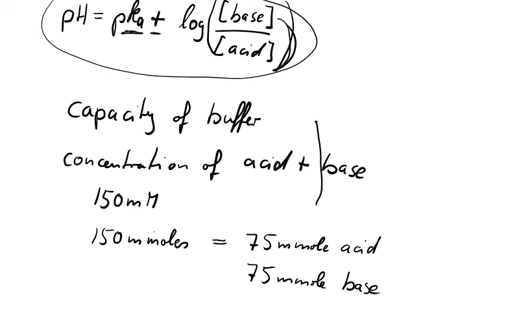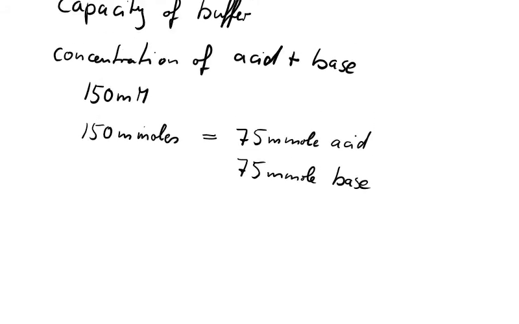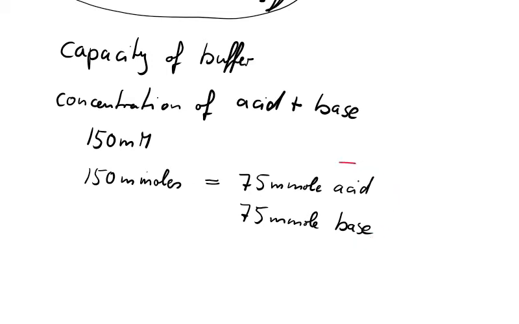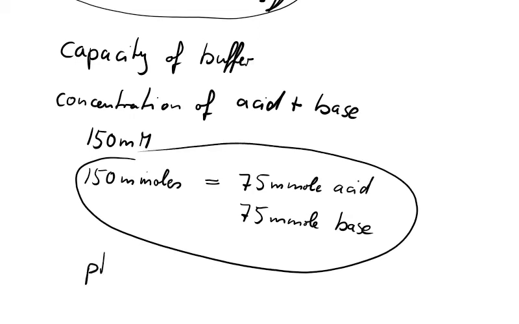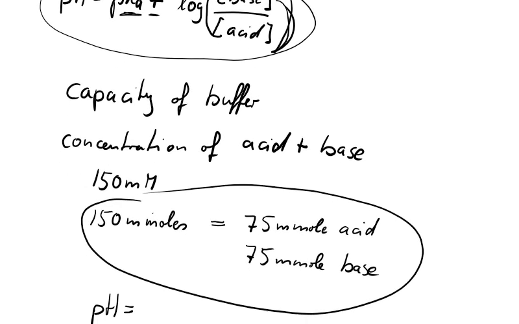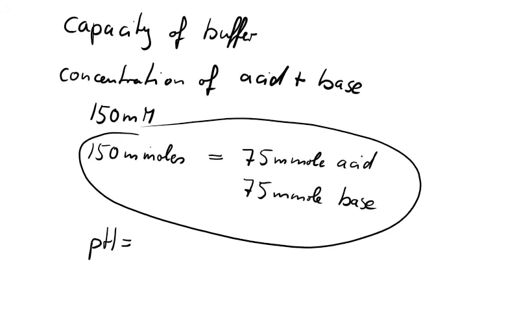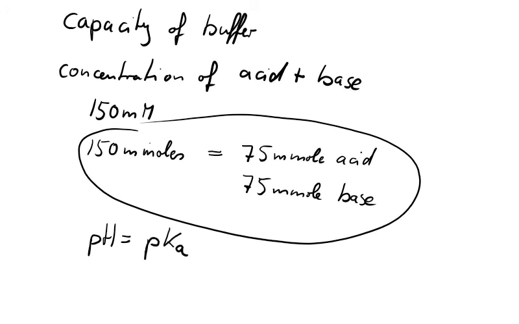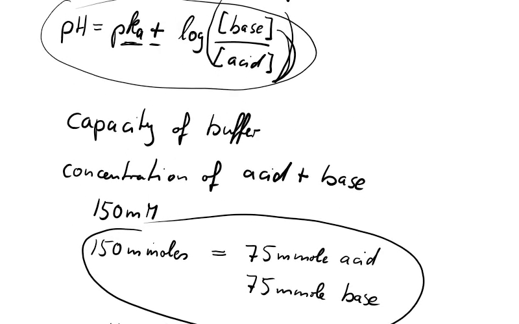If we have a situation like that, what would be the pH of a buffer where we have that? What's the pH of this buffer? It is pKa, exactly. So in this case, pH equals pKa, because the concentration of the acid and the base is the same, we get base over acid equals 1. Yep. Log of 1 is 0. So we have pH equals pKa.